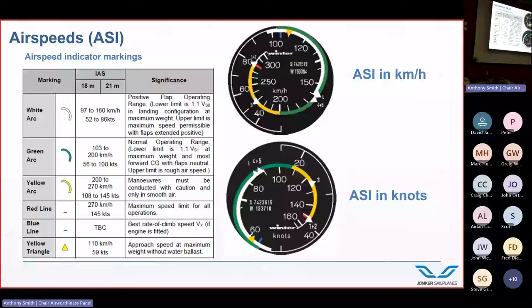And then the very last one is the yellow triangle, which is the approach speed at maximum load. So this is the typical approach speed at maximum load, and it's only around about 1.1 stall speed. So it's just a touch over stall speed at maximum all-up weight. So it's quite a low speed. So given the yellow line there, if I would land full of water, this is the absolute minimum approach speed that I will use. I will not go below the yellow line speed at maximum all-up.